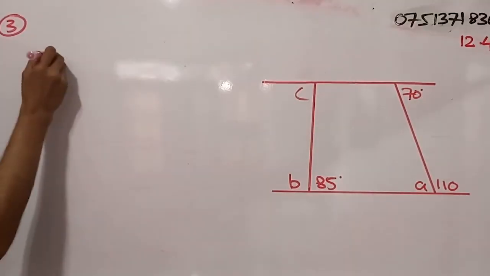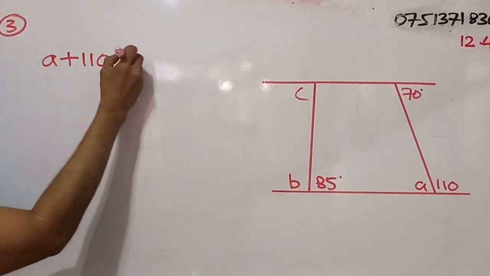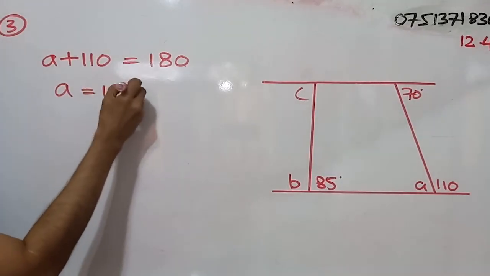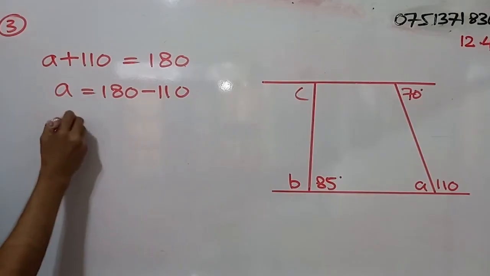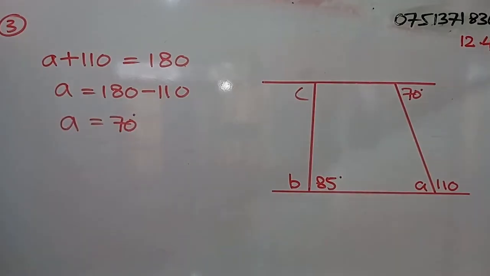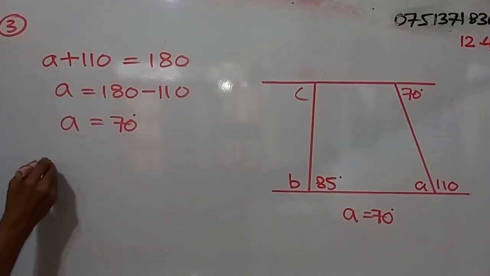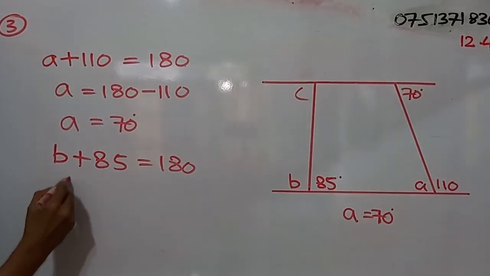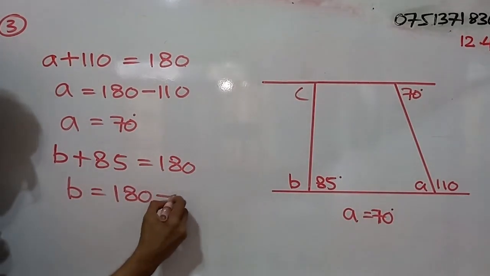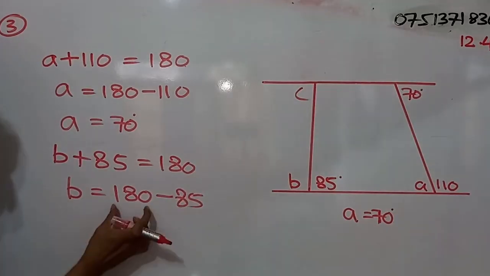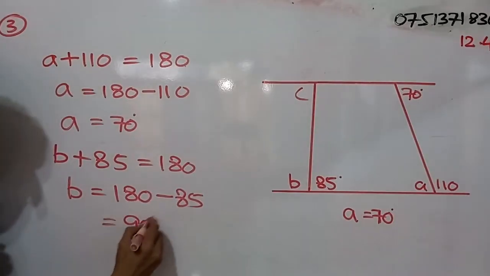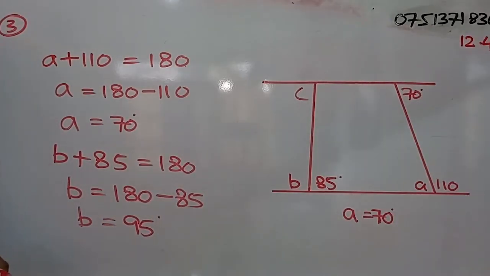So we can write a plus 110 is equal to 180. So a is equal to 180 minus 110. So a is 70 degrees. Then simple b. In the same manner we can calculate simple b. So b plus 85, what is that? 180. So b is equal to 180 minus 85. So 180 minus 80 is 100. 100 minus 5 is 95 degrees. So simple b is equal to 95 degrees.